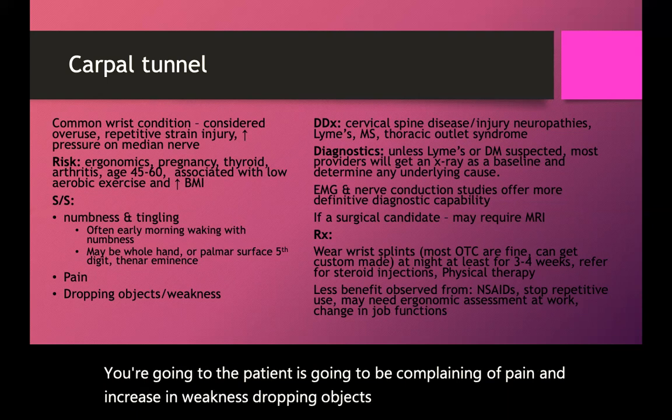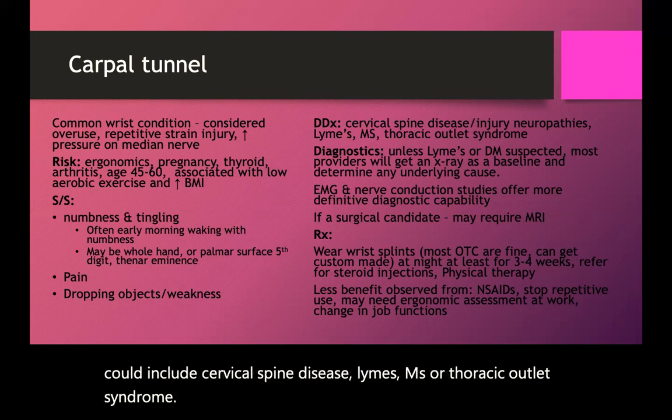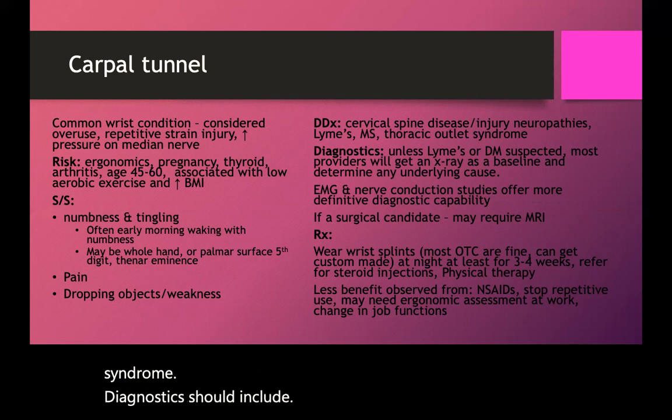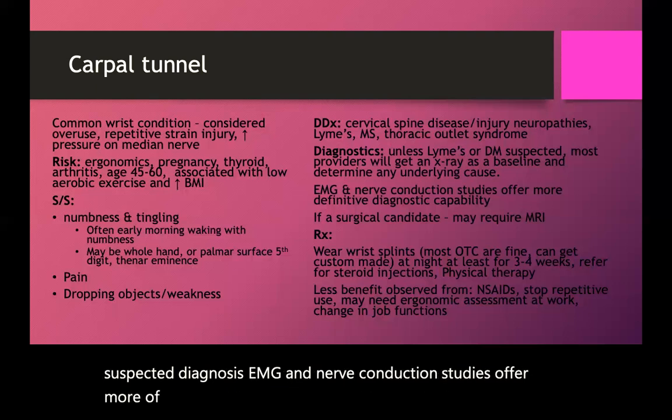Differential diagnoses could include cervical spine disease, Lyme's, MS, or thoracic outlet syndrome. Diagnostics should include X-rays as a baseline, unless you're considering Lyme's or diabetes as suspected diagnoses. EMG and nerve conduction studies offer more of a definitive diagnostic capability. And if the patient is a surgical candidate, they may require an MRI.